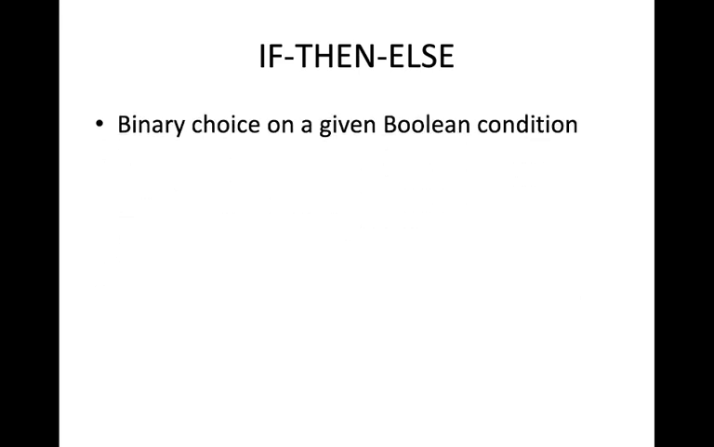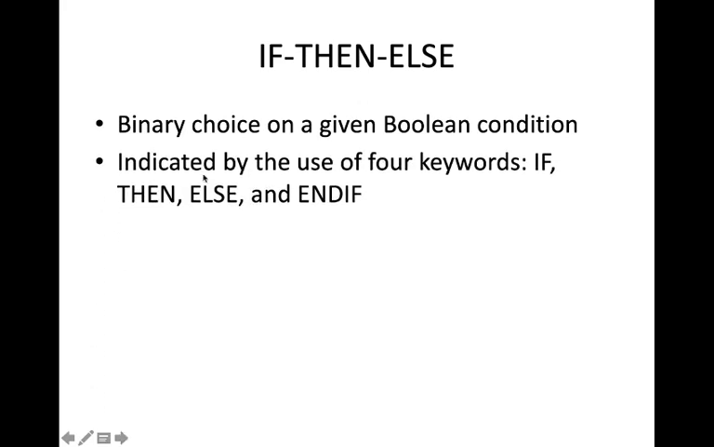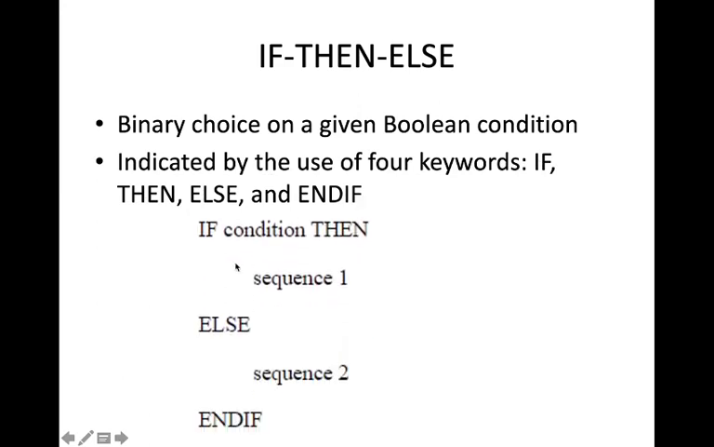Then we have another construct known as if then else. It is a binary choice on a given Boolean condition. It is indicated by the use of 4 keywords: if, then, else, and end if. The general format will be like this. If condition, then if this condition is true, this sequence or set of statements will be executed. If the condition is false, the else part will be executed. This set of statements will be executed.